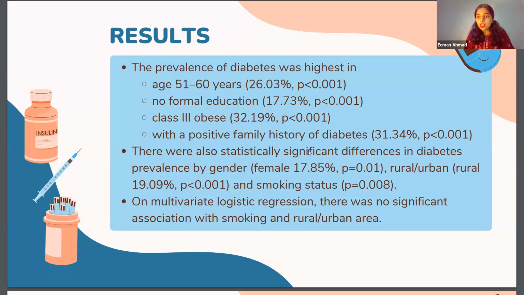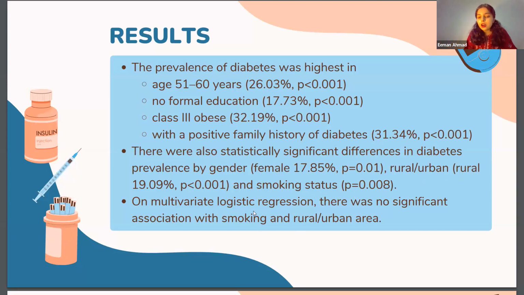And as we'll see in the next few slides, that positive family history for diabetes is very important. There were also statistically significant differences in diabetes prevalence by gender, rural urban area, and smoking status. So there was a significant association between being female and having diabetes, right? And there was a significant association between living in a rural area and having diabetes. And there was also a significant association between being a smoker and having diabetes, right? So you can say that these were the risk factors.